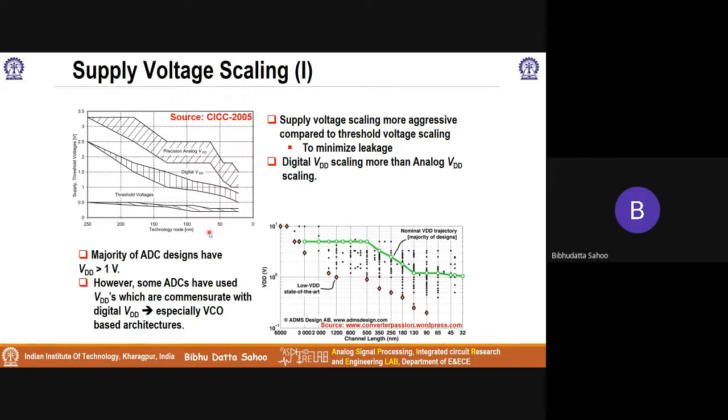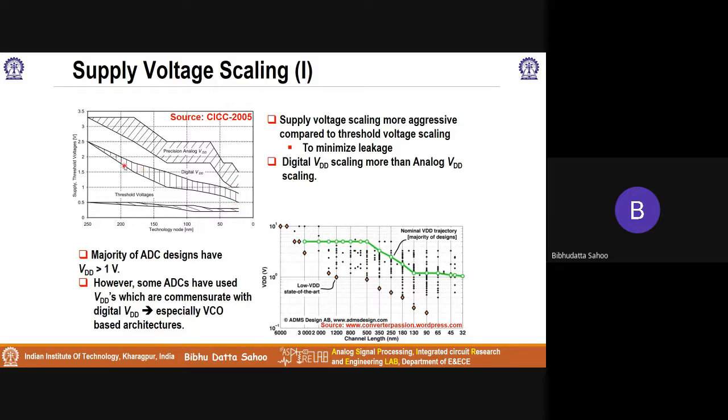So the x-axis is the technology node, and the y-axis is the supply and threshold voltages. What is being shown here is that as the technology node scales, the analog supply voltage is scaled down along with it. But you can see that the analog supply voltage has reduced by a factor of 3 roughly, while the threshold voltage is not scaling by a factor of 3. So now you can see that the swing here that we can get is much bigger than the swing that we can get here.